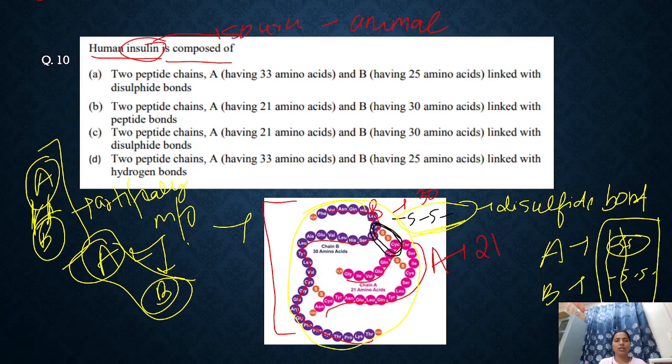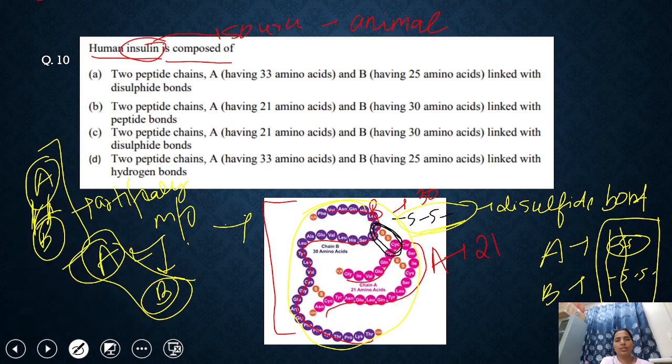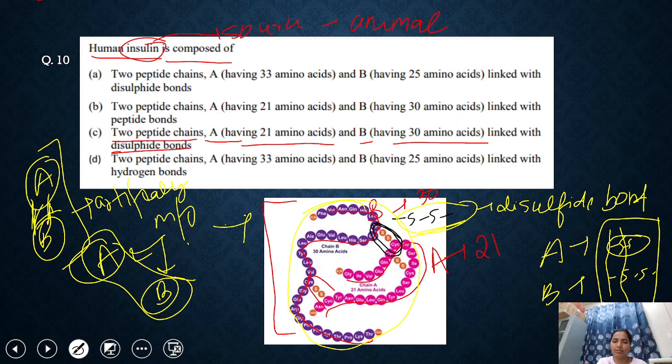So for this question, the answer is C, because they are asking the composition of human insulin. Human insulin is composed of two peptide chains. A has 21 amino acids, B has 30 amino acids, and these are linked through disulfide bonds, not peptide bonds. This is important. So for this question, the answer is C.